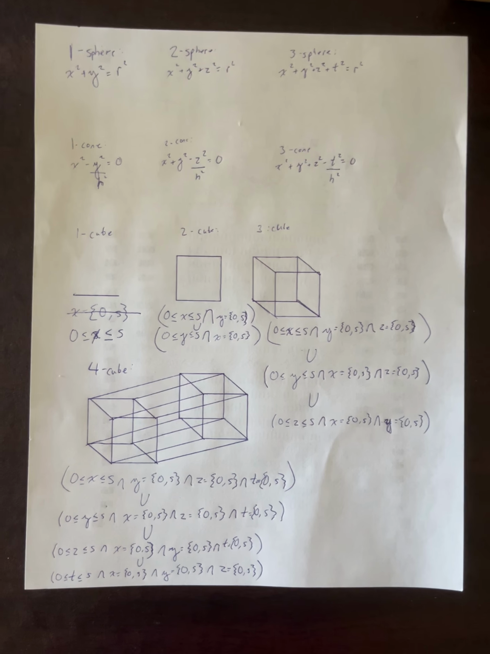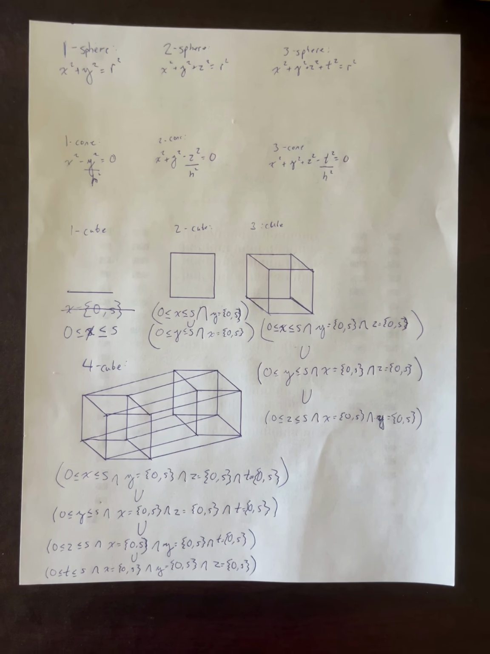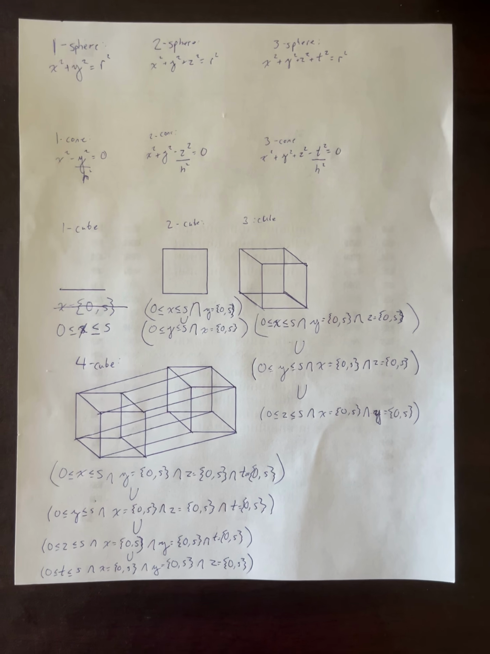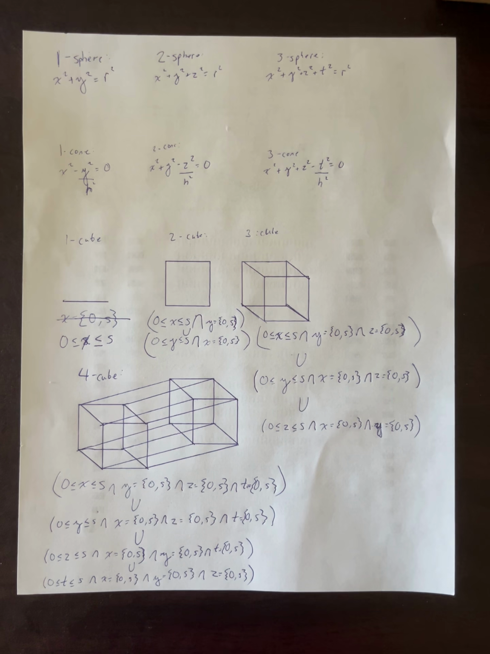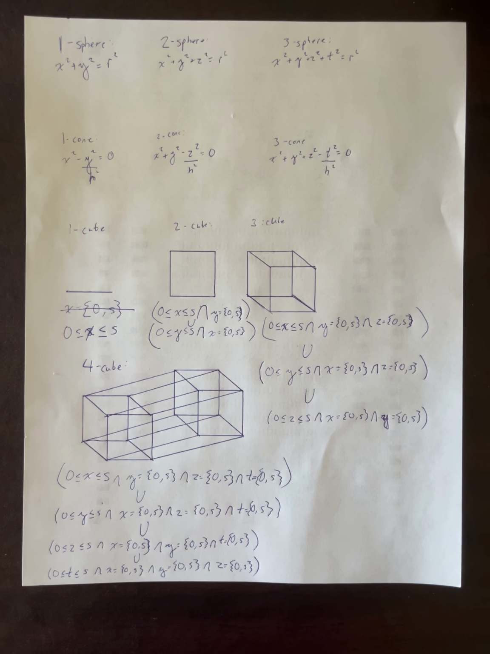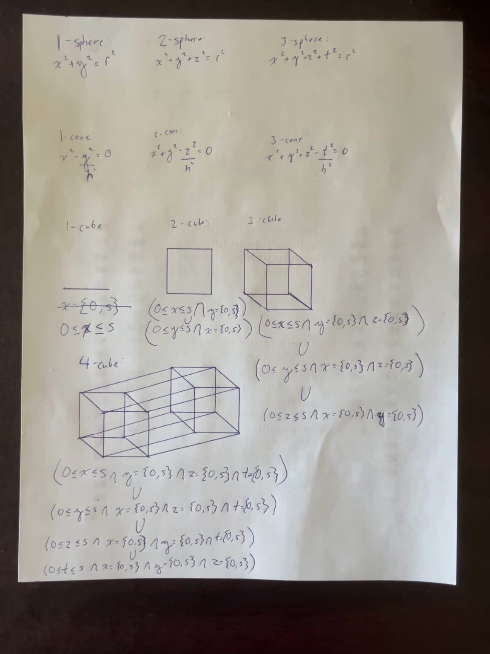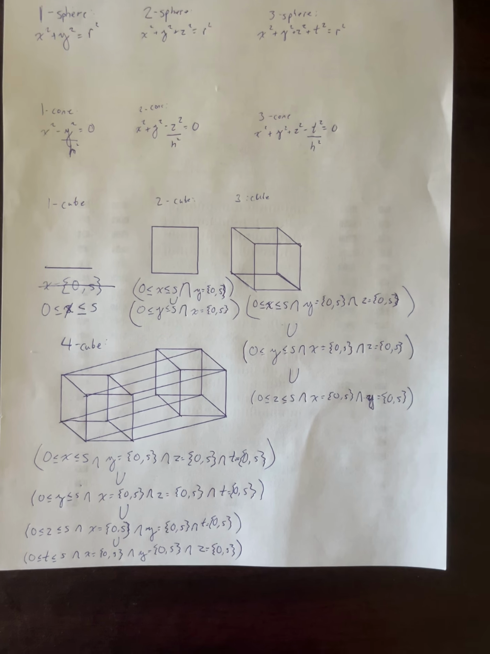Its cross-sections are circles. A three-cone's cross-sections are spheres. It follows the description x squared plus y squared plus z squared minus t squared over h squared equals 0.